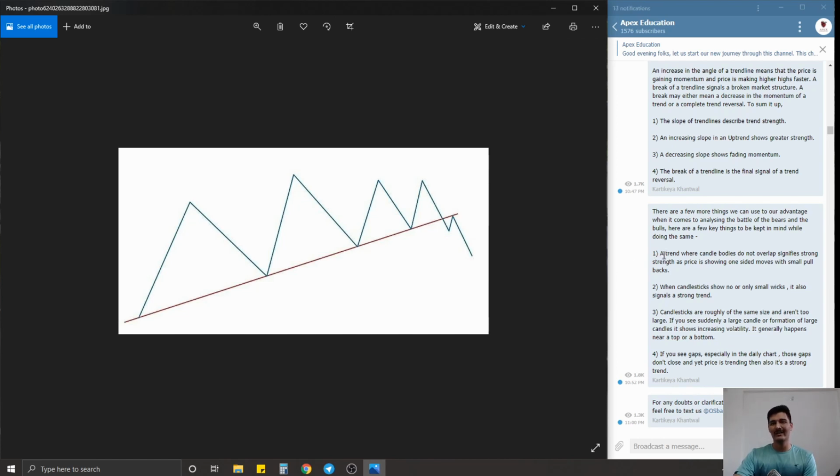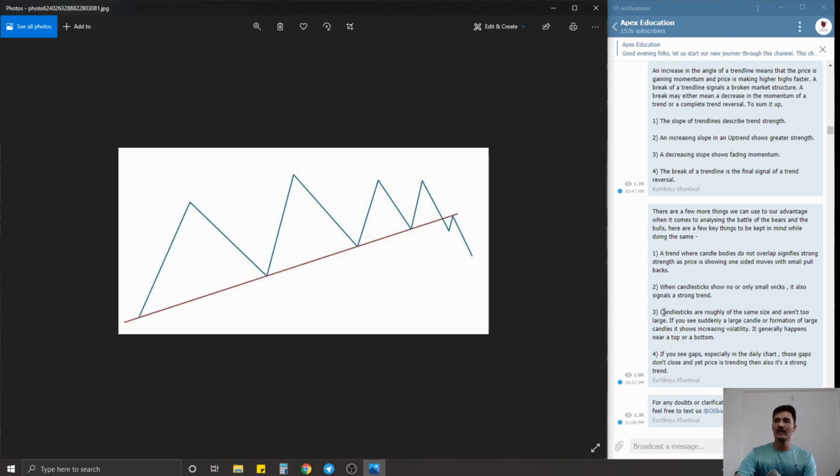Now, typically, a trend where the candle bodies do not overlap signifies strength, as the price is showing one sided moves. Now, when I say that the candle bodies do not overlap, that means in an uptrend, every candle in itself has to have a higher high, higher low. There should be no opposite engulfing, there should be no opposite sided dojis or anything as such.